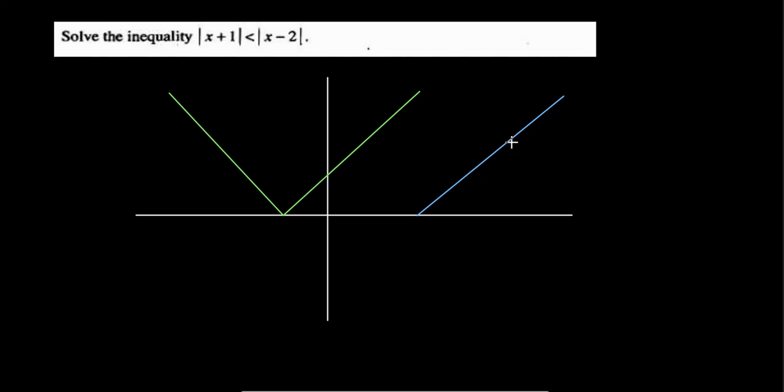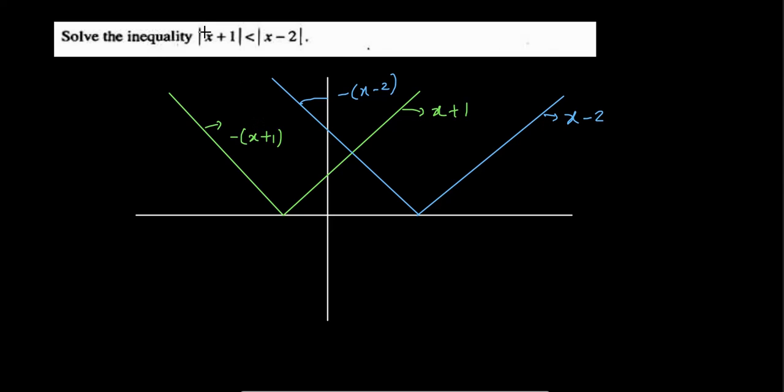This is again a V-shaped curve and the slope will be the same, meaning plus 1. Let us name these two graphs. This is the positive side of x minus 2, so this is x minus 2. This curve is minus of x minus 2. This green curve is x plus 1, and this portion of the curve is minus of x plus 1.